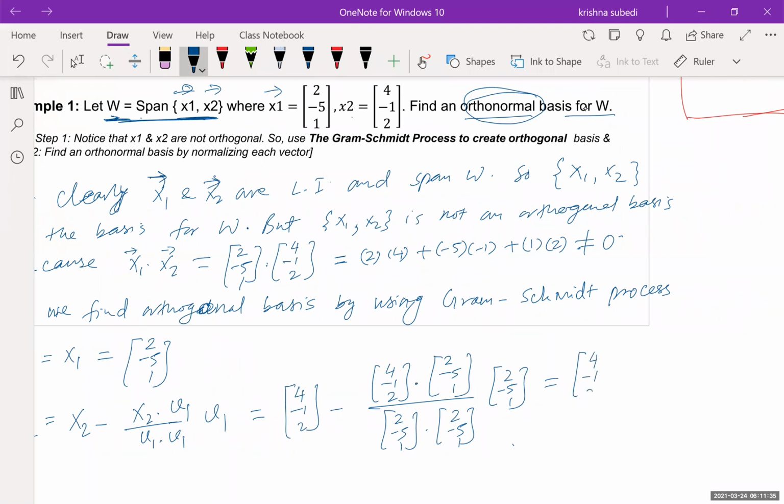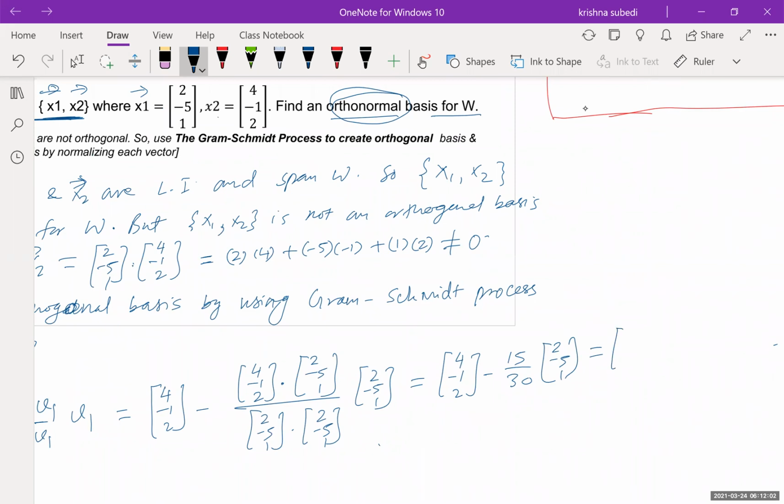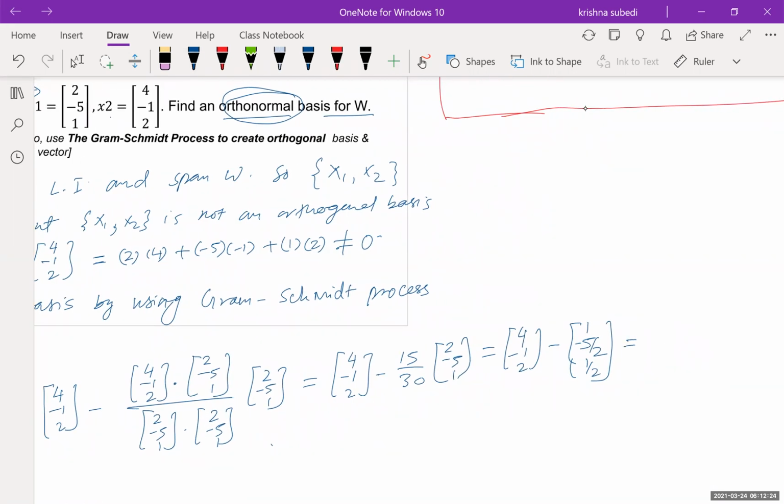So that's going to give me (4, -1, 2) minus, on the top, if you do the dot product, 4 times 2 is 8, plus 5 is 13, plus 2 is 15, over 4 plus 25 plus 1, which is 30, times (2, -5, 1). So this gives me (4, -1, 2) minus 1 over 2 times (2, -5, 1), which is (1, -5/2, 1/2). Subtracting these two vectors, the result will be 4 minus 1 is 3, -1 plus 5 over 2 is 3 over 2, and 2 minus half is 3 over 2.